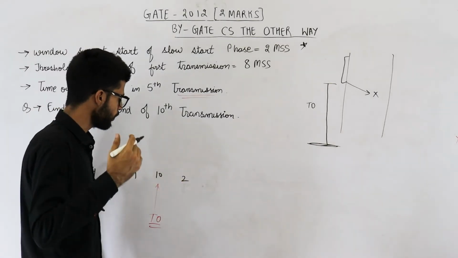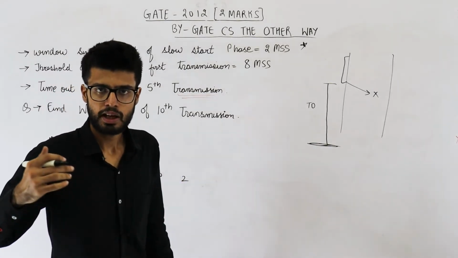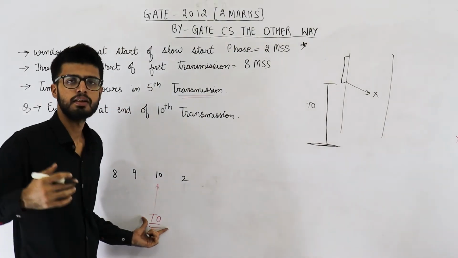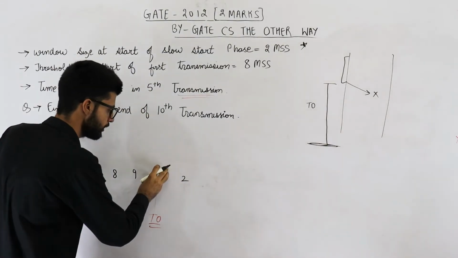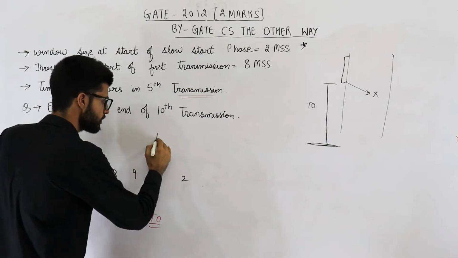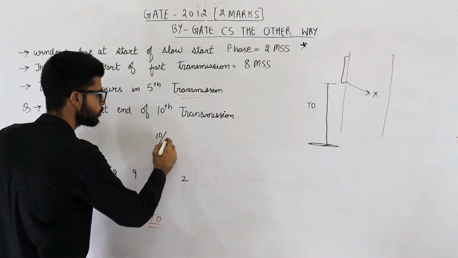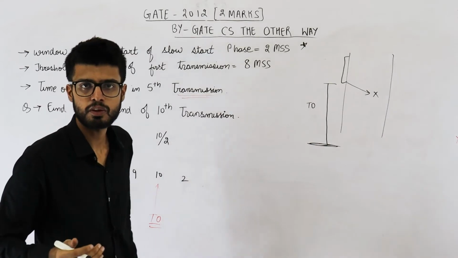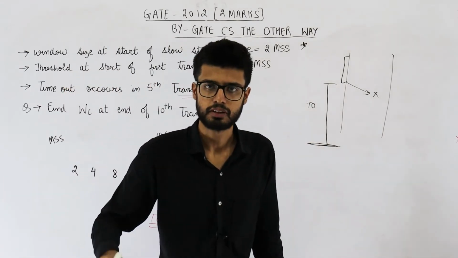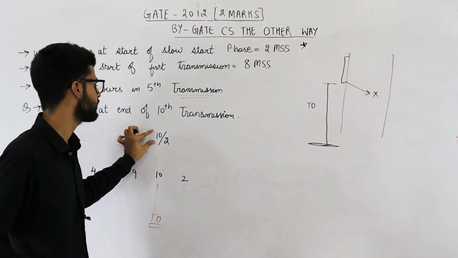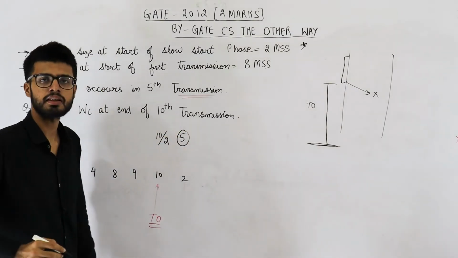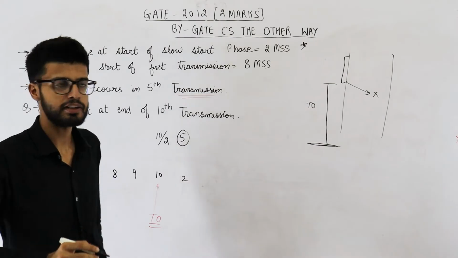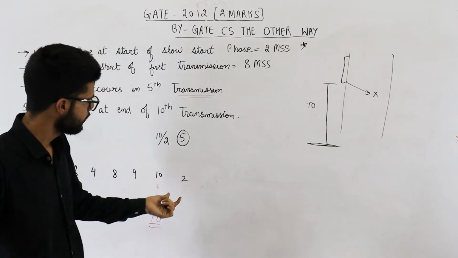Now, what will be the value of threshold? Every time a timeout occurs, we calculate a new threshold. This time the threshold will be the current window size, which is 10, divided by 2. Always take the current window size and just halve it. So half of 10 is 5. The new threshold is 5.